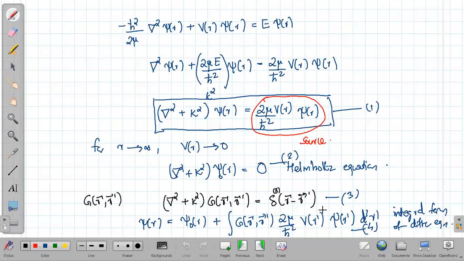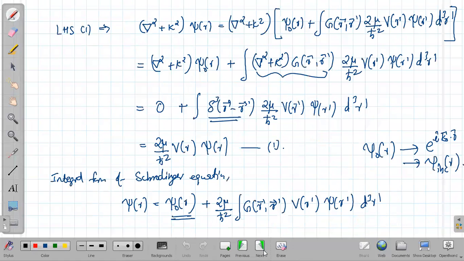It is called the integral form of the Schrodinger equation, because on the right side there is a psi here. Since we don't know psi, it cannot be called a solution. So on the right side also, the unknown thing is there. Okay, so we have just checked the validity of that integral form, and we have found that indeed it is correct.